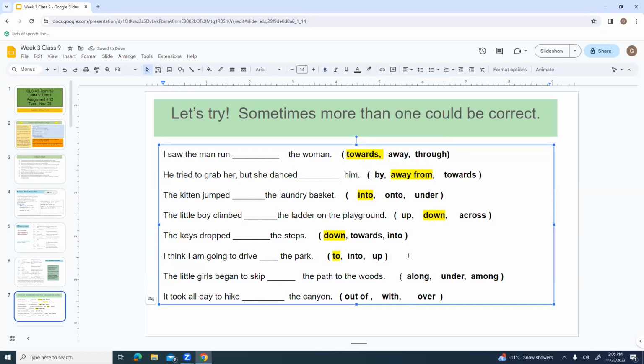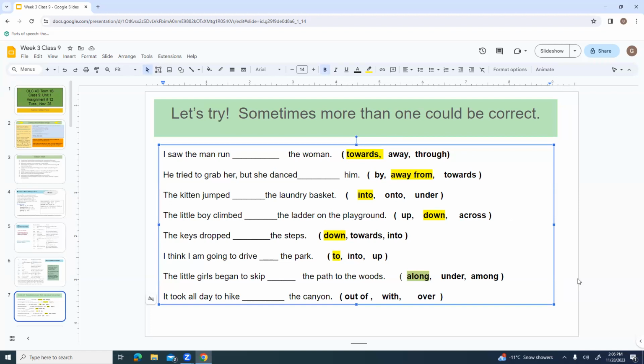The little girls began to skip something the path to the woods: along the path to the woods, under the path to the woods, or among. Among would apply to a bunch of people. Like you might say you were among the trees or among your friends. You wouldn't really use it for one thing or for a path, but you could certainly skip along a path. I don't think there's any way you could skip under a path unless we're thinking of, I don't know, an overpass over a road or something.